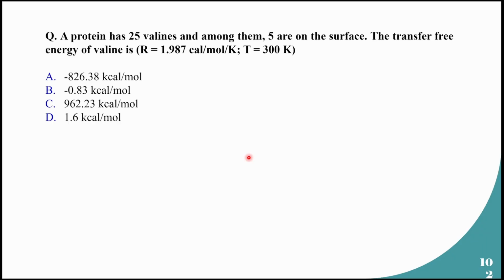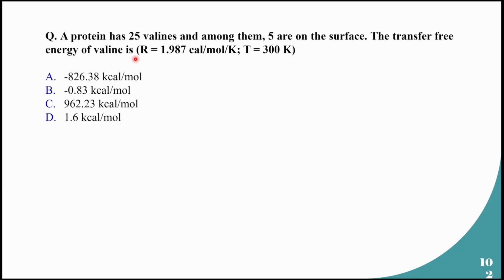Now, on the structural part, we oftentimes saw that, based on different parameters, you can calculate a free energy change. You can calculate free energy distribution also. So in this case, again, you have been given a question. Of 25 valines, 5 of them are on the surface. That means the other 20 are not in a surface exposed region, so they are in a buried environment, right?